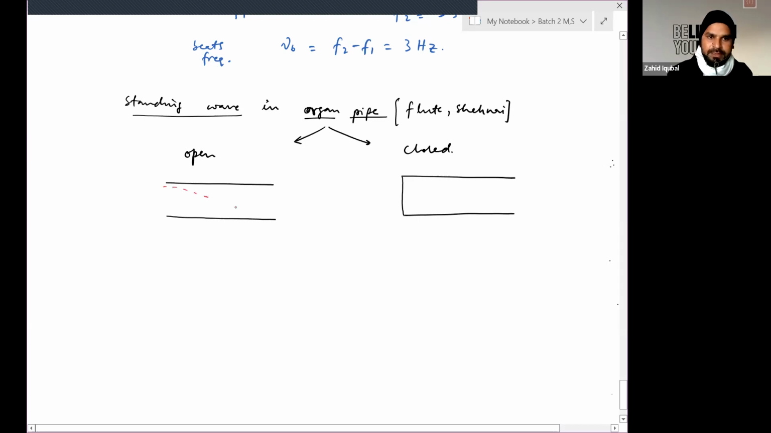In an open organ pipe, a wave will be created like this, in which there is a node at the midpoint and antinodes at its ends. But in the case of a closed organ pipe, it will be like this: antinode at the open end and node at this closed end.